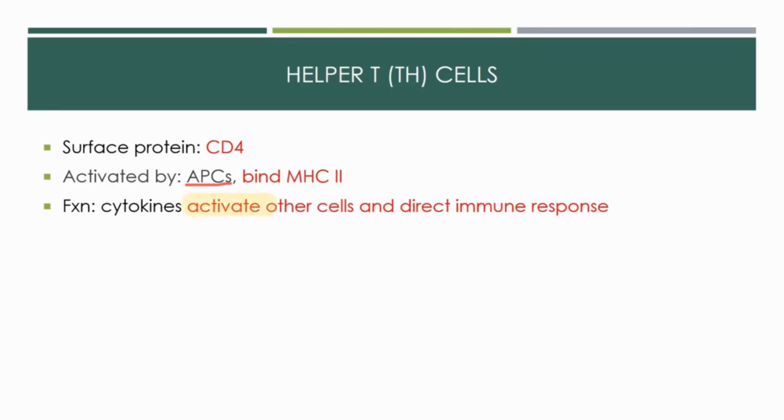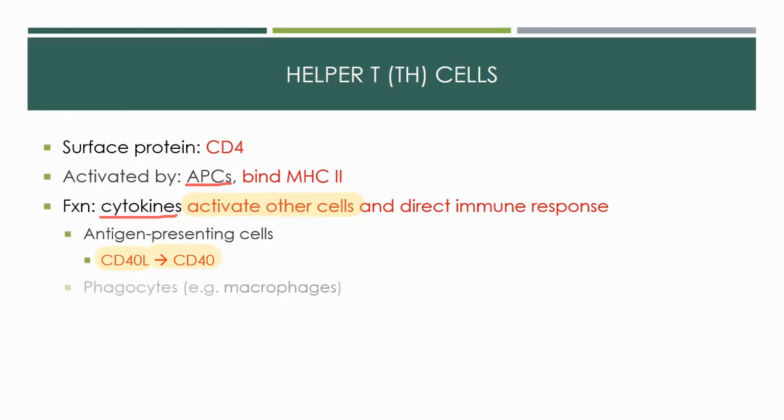Rather, they help other cells either within the lymphatic system or at the site of infection, and they do this by releasing cytokines. Here are some cells helper T-cells help to activate. One of the functions of helper T-cells is upregulating antigen presentation, which amplifies the adaptive response, and it kind of feeds off of itself. Whether it's a dendritic cell, macrophage, or B cell, the activation of antigen-presenting cells requires the binding of CD40 ligand on T cells to the molecule CD40, which we have noted is on all antigen-presenting cells.